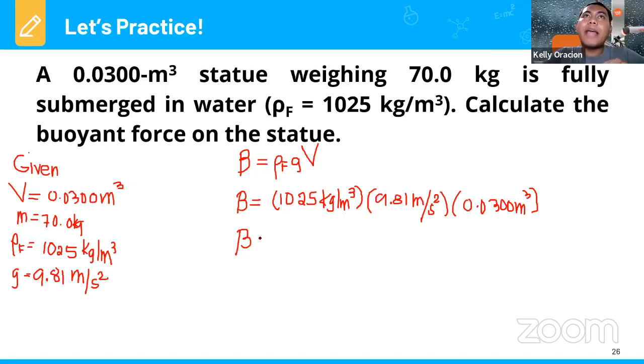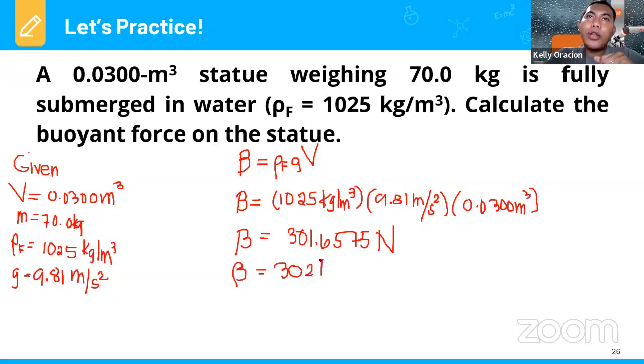What's the answer without applying significant figures? Okay, thank you so much, Crisel. It's 301.6575 Newton. Take note, the unit for buoyant force is Newton. Force is measured in Newton. Applying significant figures, the answer is 302 Newton. And this is now your answer. That's very easy, no? That's our answer, 302 Newton.